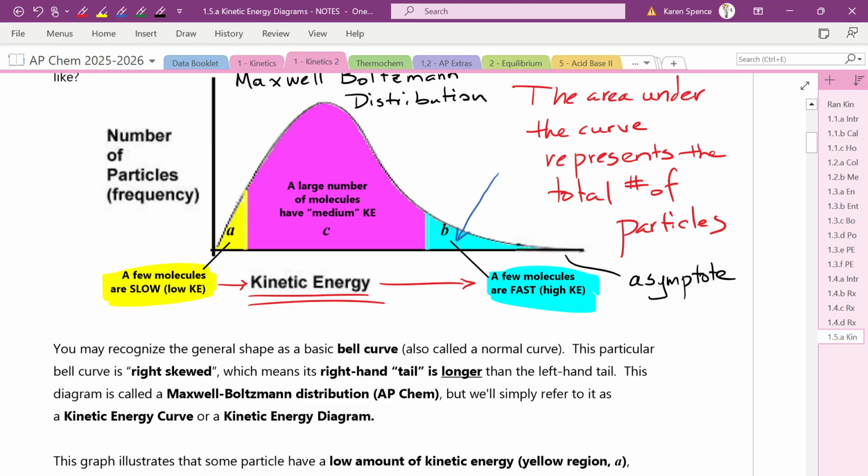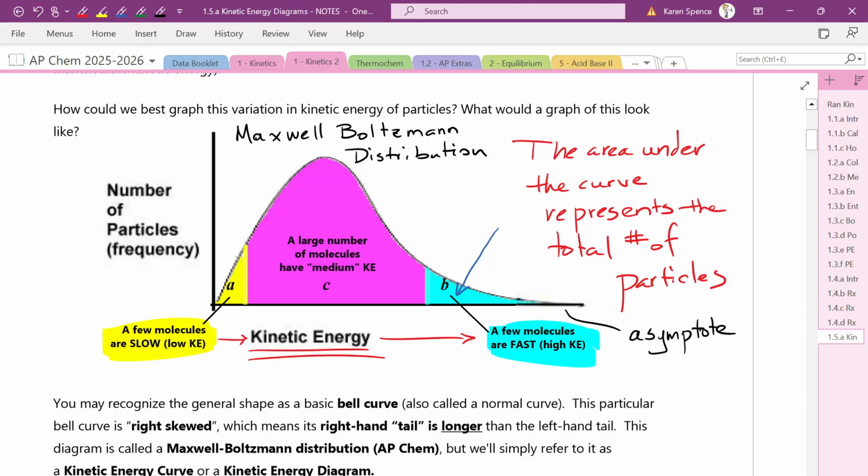In AP Chem, you'll call it a Maxwell-Boltzmann distribution. In regular Chem, you'll hear it referred to as a kinetic energy curve or a kinetic energy diagram. That's because what's on the x-axis? Kinetic energy. Now, that's different because in our potential energy diagrams, potential energy is on the y-axis. But we can label activation energy on both types of curves, and sometimes people get messed up because they forget where the energy is. So just remember, always look at your axes, okay?